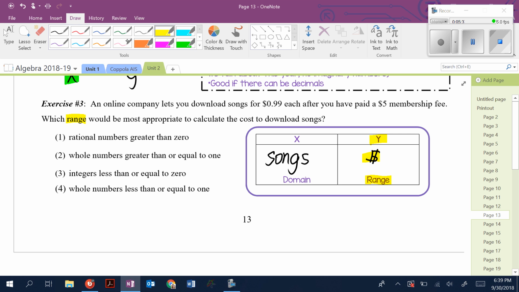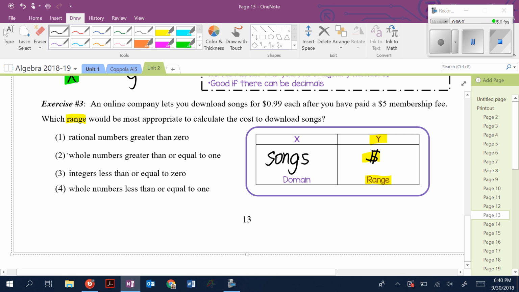So let's look at our answer choices. A lot of times with these questions, it's process of elimination. So it's very important to read all of the answer choices. I can't stress that enough. Sometimes we might think answer choice 2 is the best and then realize 3 was actually even better. So number 1, rational numbers greater than 0. So decimals bigger than 0, okay, I think I might like that one. I'm going to hold off on it.